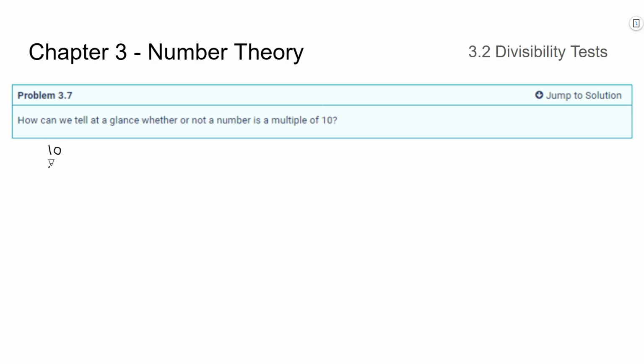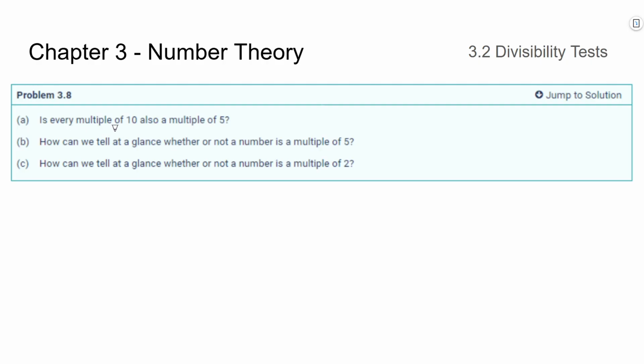There's 10, there's 20, there's 30, oh, not 34. There's 40, there's 50, there's 90, there's 100, there's 110, there's 1,000, 1,050. What do all of these numbers have in common? You probably see it right here, and right here, and right here, that all these numbers end in 0. You cannot have a multiple of 10 that does not end in 0. So there you go. It's a multiple of 10 if it ends in 0.